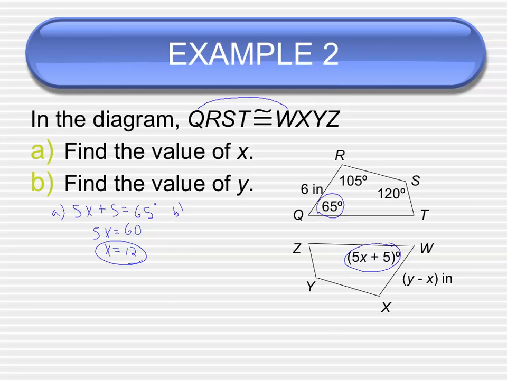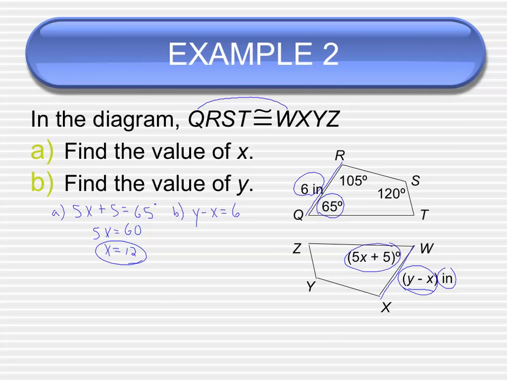And then for part B, I'm looking for the value of y. Well, y is associated with the side. We have the side WX is called y minus x, and this is inches. So since WX corresponds with RQ, I'm going to take my y minus x and set it equal to my 6 inches.